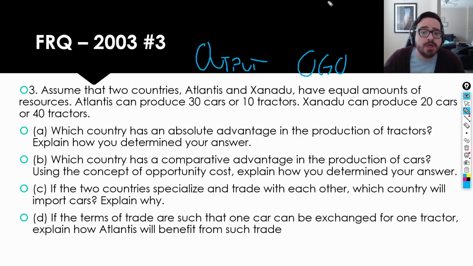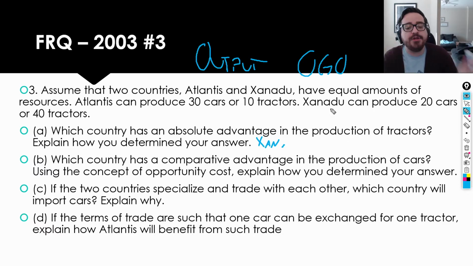So absolute advantage in tractors. I look. What is a bigger number, 10 or 40? 40. So Xanadu has the absolute advantage in tractors. Now, for the sake of me not having to write a full complete sentence with my mouse, I will say what the explanation is. You do need to have explanations, and they do need to be complete sentences.